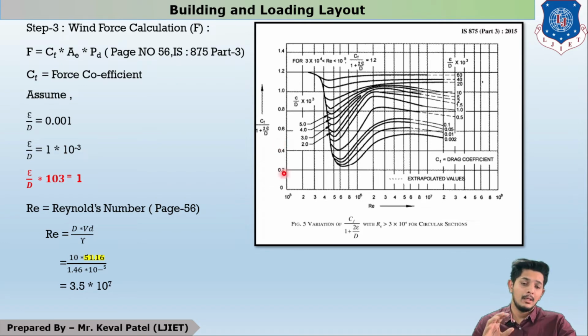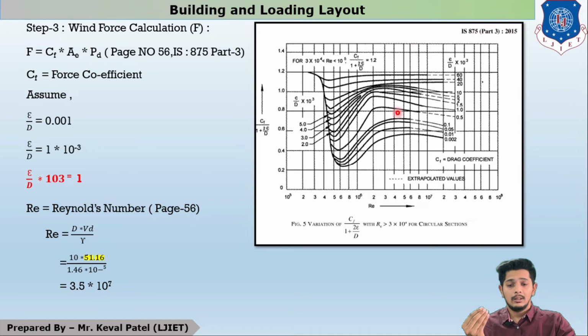Now, these quantities are somewhat different in terms of when you are retaining some different chemicals and all. But in water tanks, we have to keep it simple, so we will assume one thing: epsilon by d is equal to 0.001. So if epsilon by d is 0.001, we can write down epsilon by d is equal to 1 into 10 raised to minus 3.